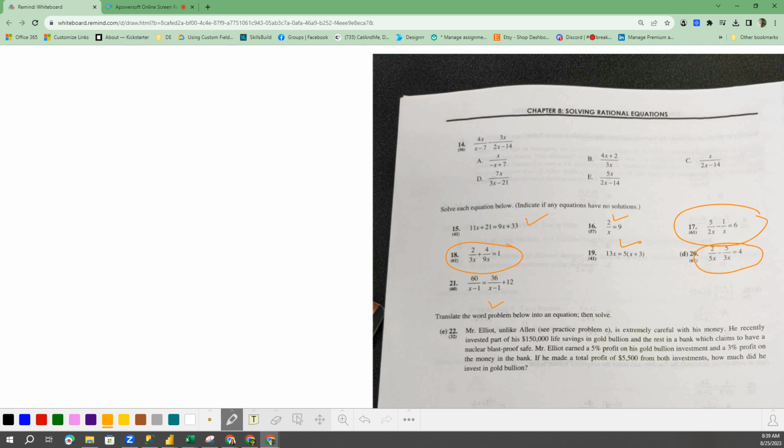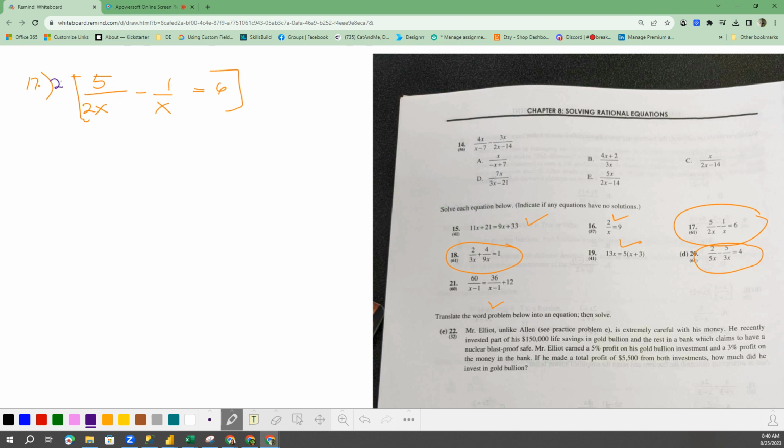So let's try number 17. You have 5 over 2x minus 1 over x equals 6. Now, technically, you can multiply the whole thing by 2x and all the denominators will be gone, or you can multiply it by x and you can multiply it twice, 2 and then x. So let's try 2x first. Multiply it with the biggest denominator there is. So 2x and x. So let's try that.